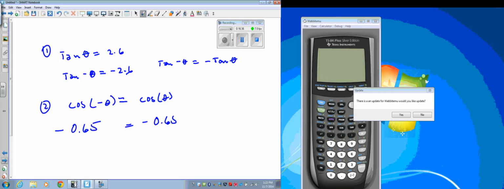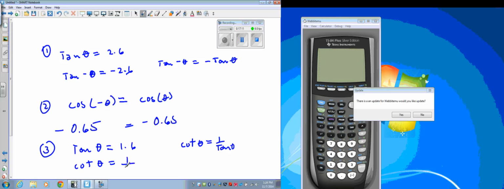Okay, number, was that number 3? Yeah. So they're telling you tangent of theta is 1.6, and now they want cotangent theta. So what relationship are you going to use? Cotangent equals what? 1 over tangent. So then you're going to make this 1 over 1.6. Divide it out, right? You'll have some sort of a decimal.